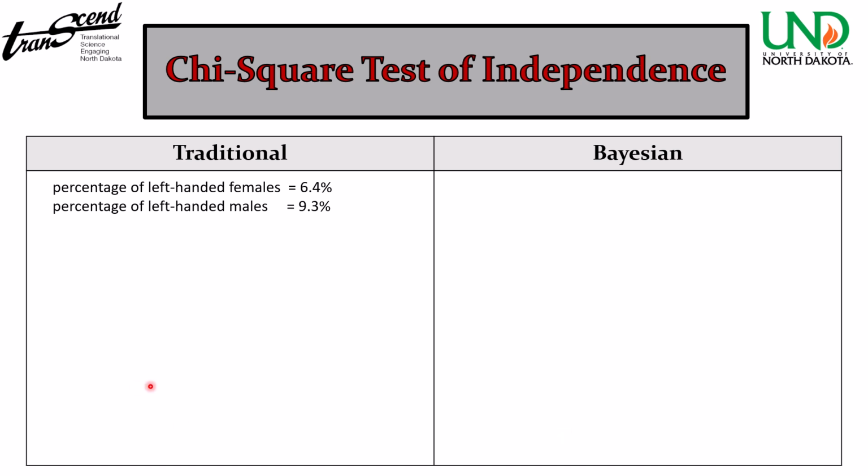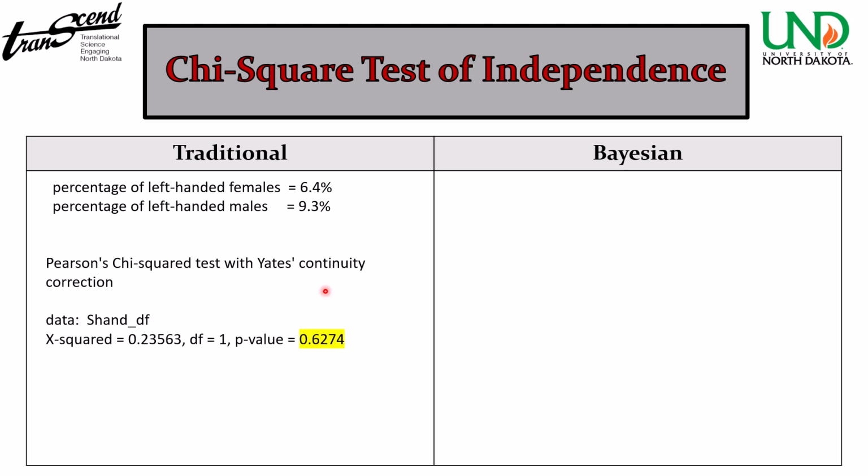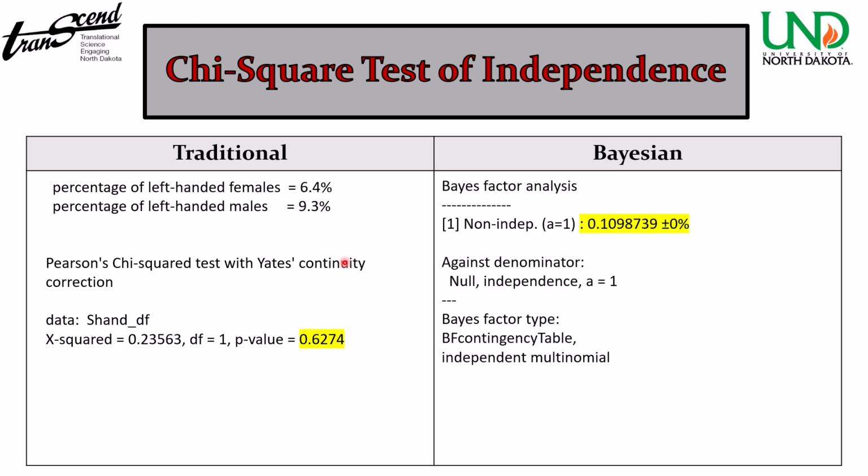Traditionally, if we do those simple calculations, it turns out the percentage of left-handed females was 6.4%, whereas the percentage of left-handed males is 9.3%. So there's a higher percentage of males who are left-handed compared to females. But is that significant? Well, if you do a chi-square test, you find the p-value is resoundingly no. There is no difference. And if we run Bayes, it's a fraction, so there's moderate evidence for the null hypothesis that there is no real difference in handedness between males and females.